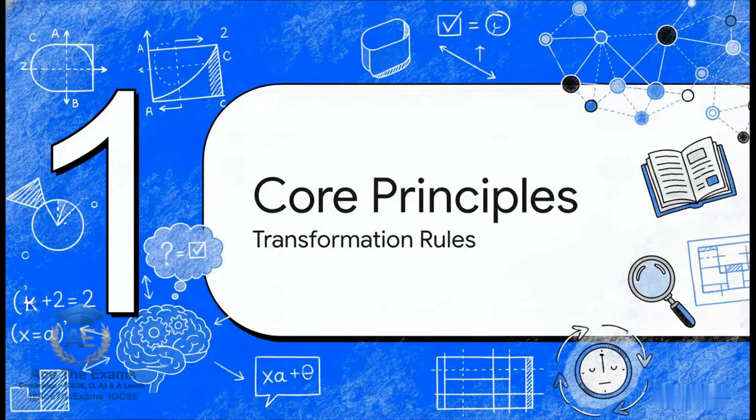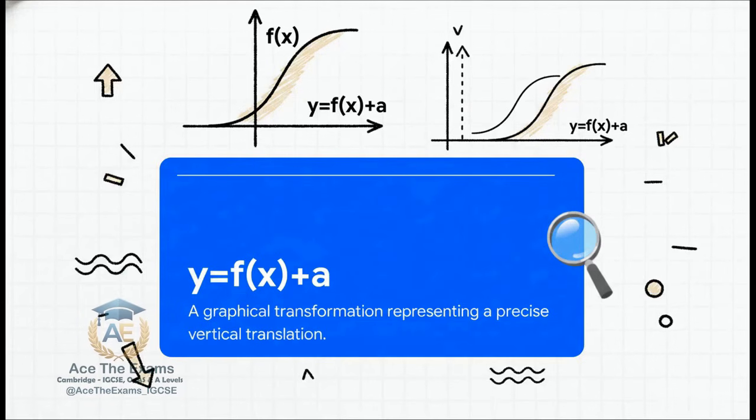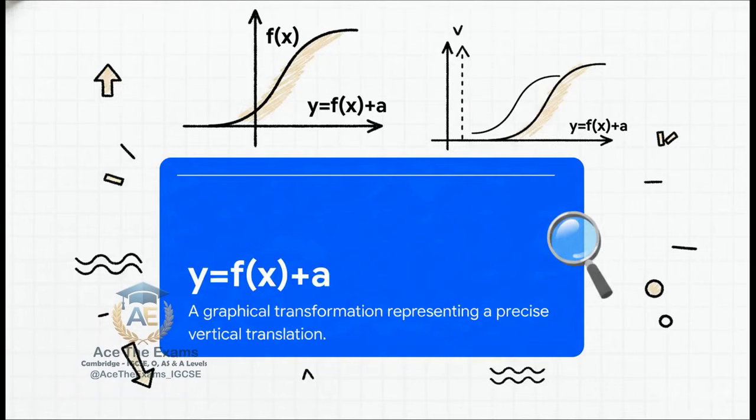Section 1, Core Transformation Principles. We begin our mindful deconstruction right here. Let's look at our first core principle: y = f(x) + a. On the surface, it looks like a simple line of algebra, but conceptually, this represents a highly precise vertical translation.